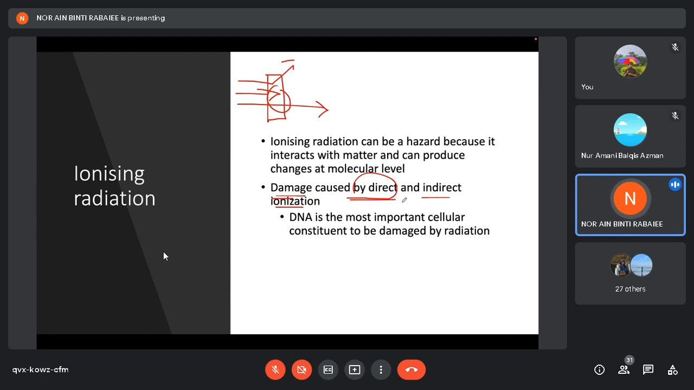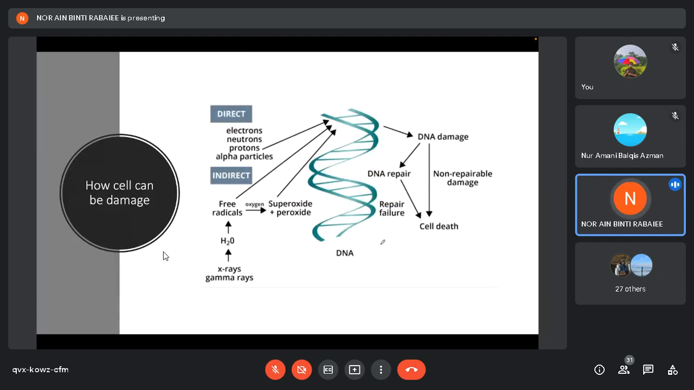So the damage by ionizing radiation can be caused by direct or indirect effects. When radiation is emitted and absorbed by the body, its target is the DNA. The radiation will attack the DNA. This is because DNA is the most important cellular constituent to be damaged by radiation. So the target of the radiation is DNA. So how can a cell be damaged by radiation?